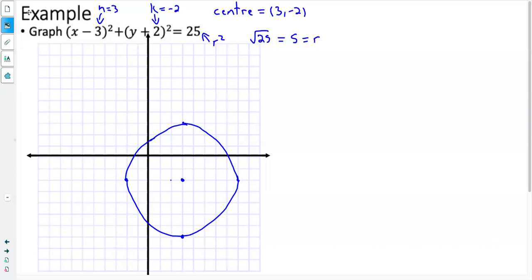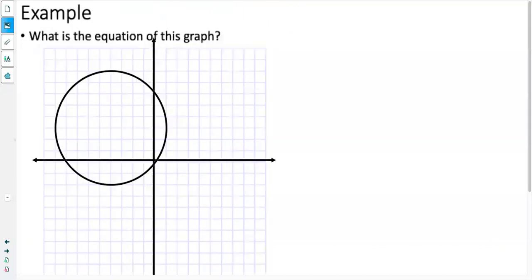Now we can also work backwards. If we're given a graph, we can come up with our equation. The first thing we do is figure out where the center of our circle is. Looking at this, I would probably find the highest point and lowest point. We know that our center will be on that line. And then furthest left and furthest right. So we know that our center is right here.